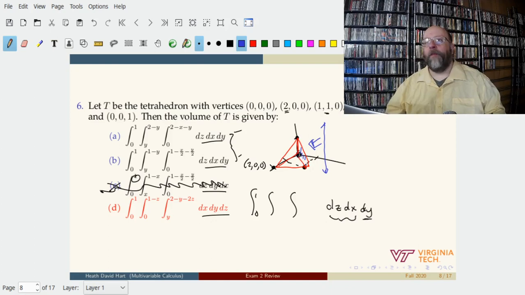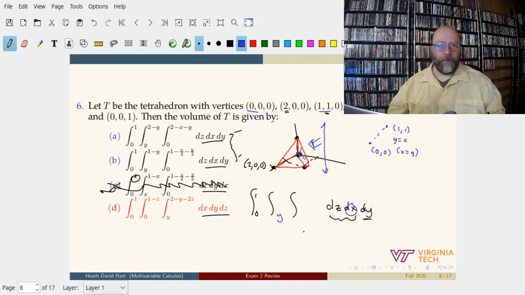Okay. Now, this back of the tetrahedron goes from 0, 0 to 1, 1. It connects this point to this point. So if I just look at those two coordinates, x and y, what equation connects 0, 0 to 1, 1? And that's the line y equals x, or same thing as x equals y. And so when I have to say what x equals, I'm just going to put a y down here. So this part is okay. That's good.